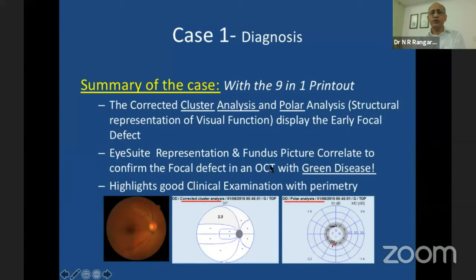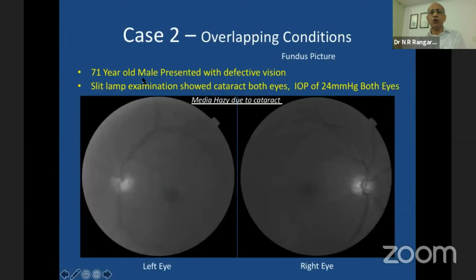And then, of course, the OCT does show a green disease, but then the macular map tells me that there is something going on. So this highlights the need for a good clinical examination along with perimetry, and understand your perimetry very well and where you're deploying it and how you're using it. And this is a second case with overlapping conditions.